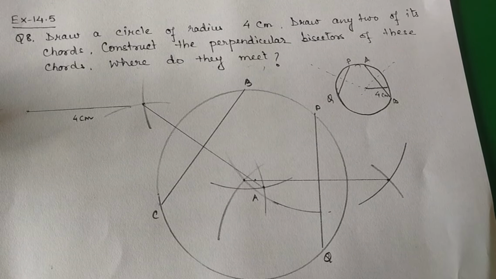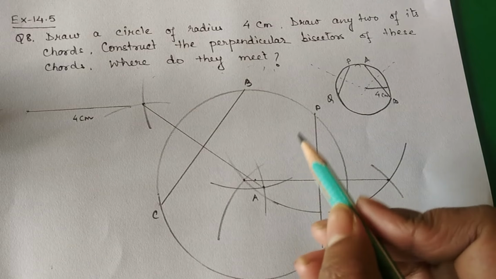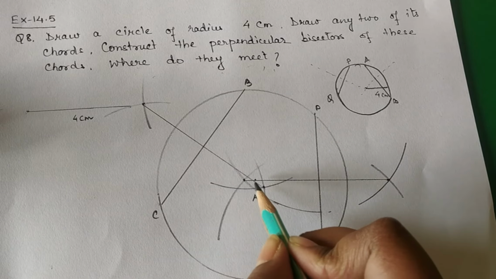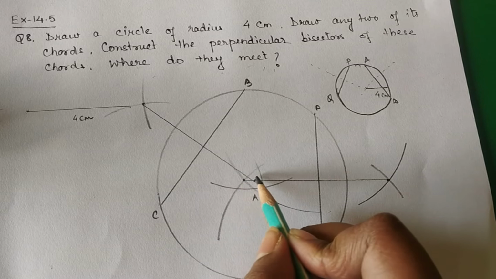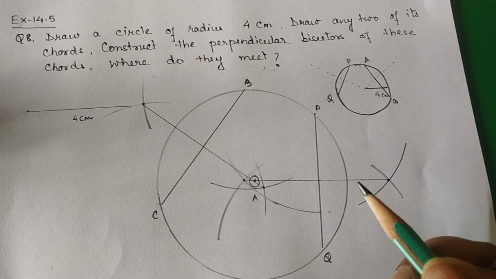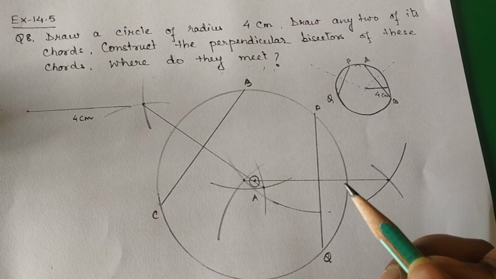Now the question is where do they meet? Now it is clearly seen that here is the center and the 2 perpendicular bisectors meet at the center, which is A. So this was question number 8.